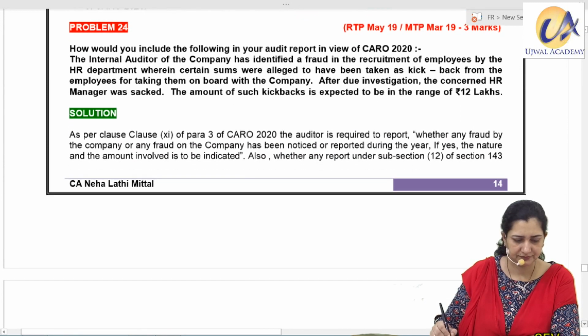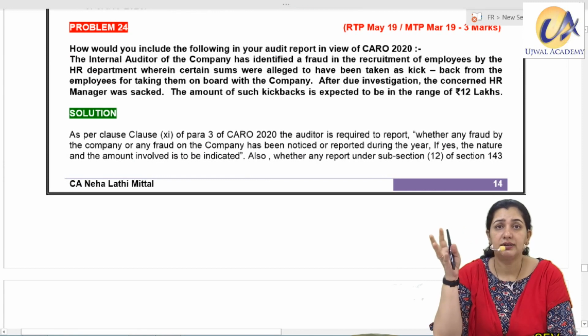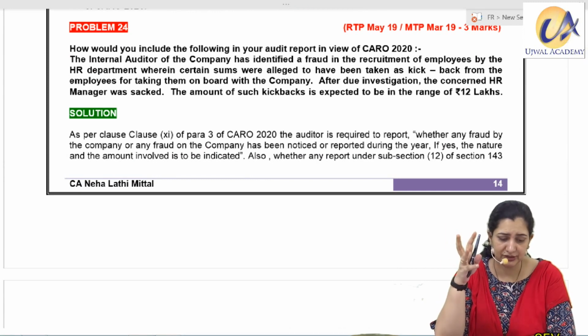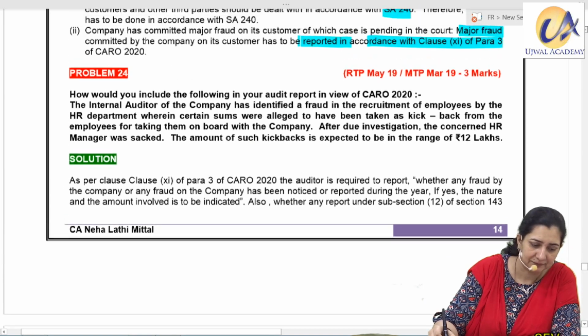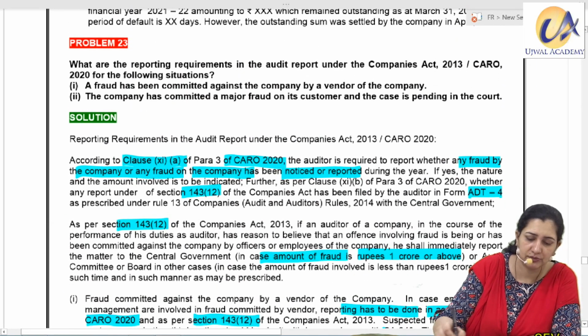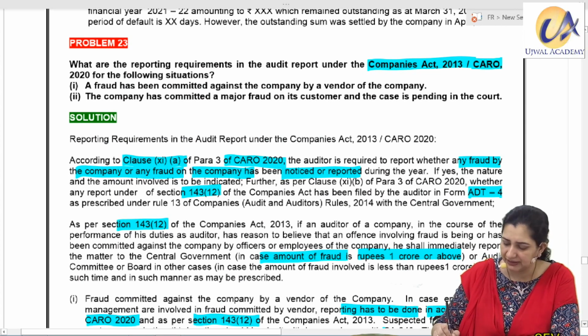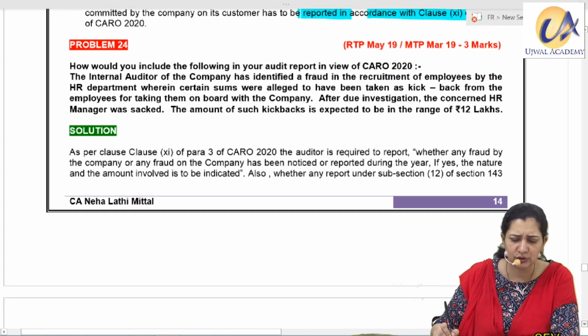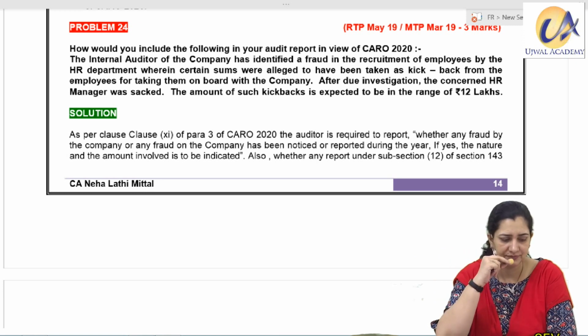Question 24. How would you report under CARO? Now see the difference, okay? This question specifically asks you how will you report under CARO. The problem 23 which I had asked how would you report under the Companies Act and CARO. Both were asked. But here they asked me only about CARO. So I will not need to mention SA 240 or anything that deals with fraud. So this is the difference in the question.